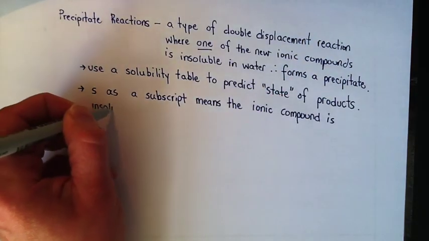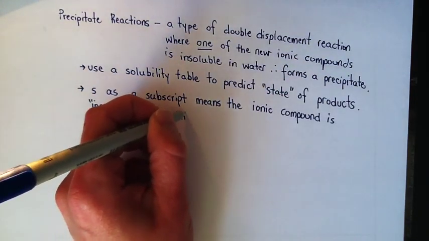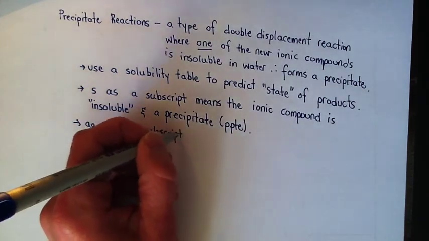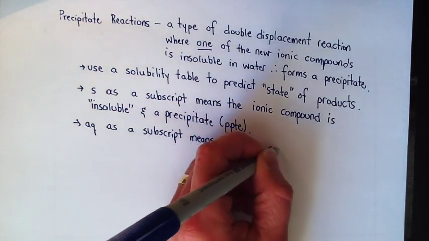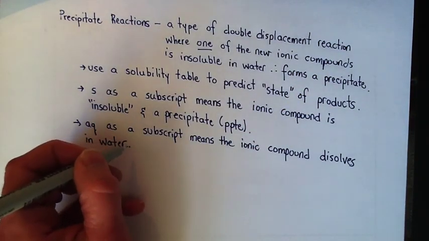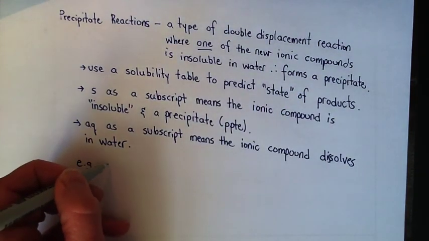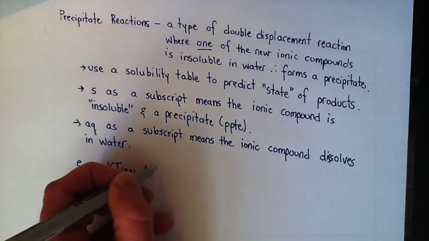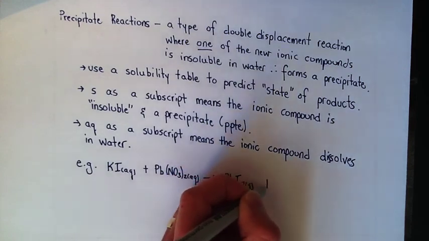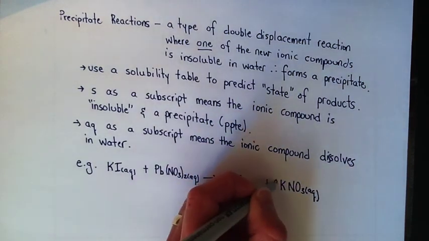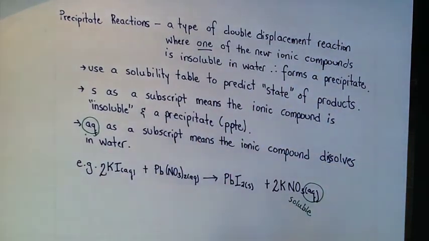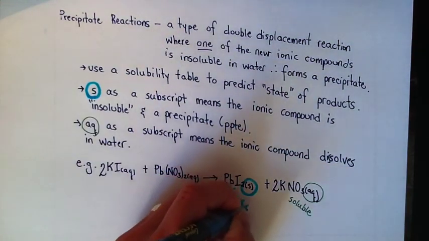For example, aqueous potassium iodide reacts with aqueous lead(II) nitrate to produce solid lead(II) iodide and aqueous potassium nitrate. The lead(II) iodide is a precipitate. It's insoluble in water and forms, like we saw in class, a yellow precipitate.